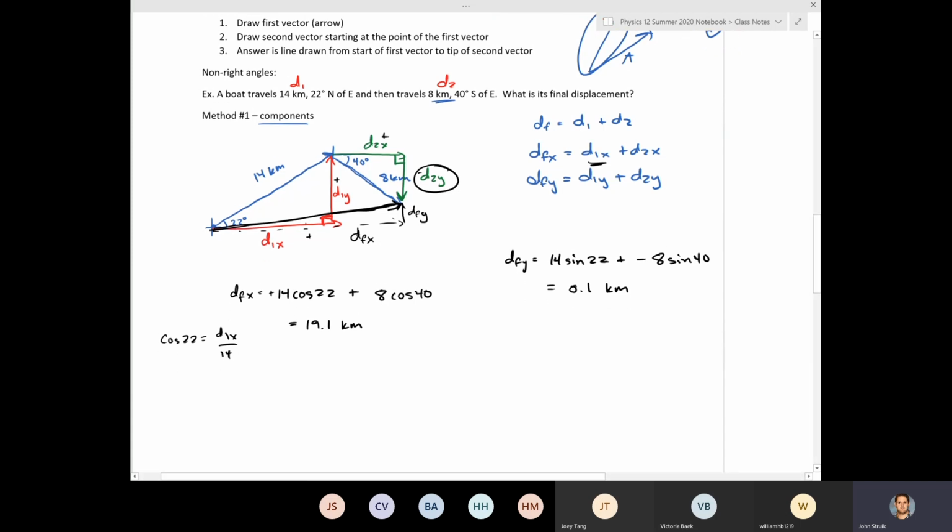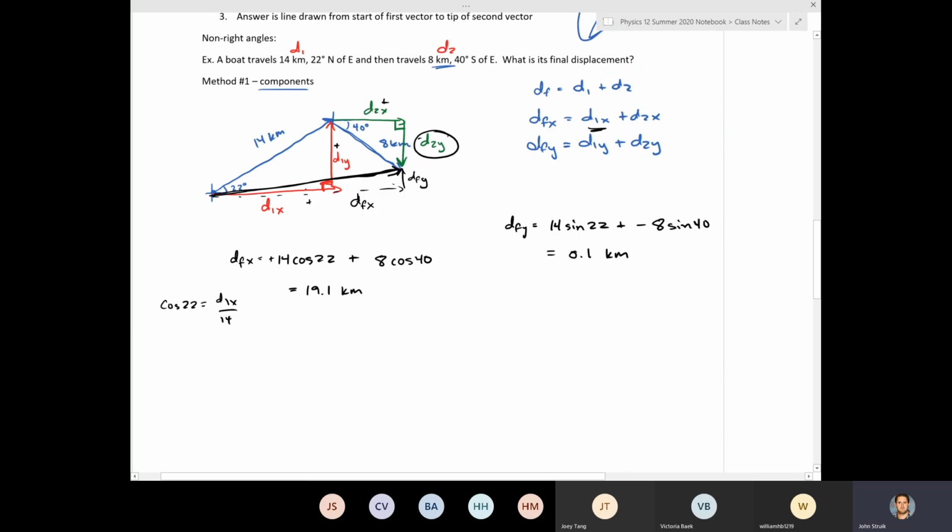Now that we have dfx and dfy, we just draw that out. dfx is 19.1, so that's going to be like that, 19.1. And dfy is 0.1, so that's very, very small, 0.1. Then we're going to solve the hypotenuse, and that's all we're going to do. df is going to be the square root of 19.1 squared plus 0.1 squared. The square root is probably going to be 19.1 anyways.